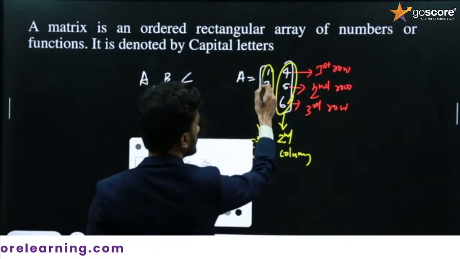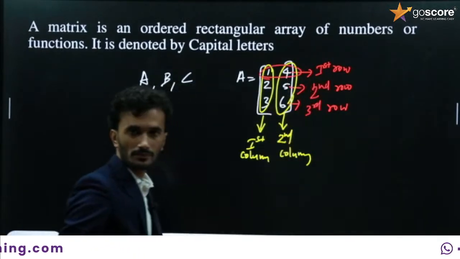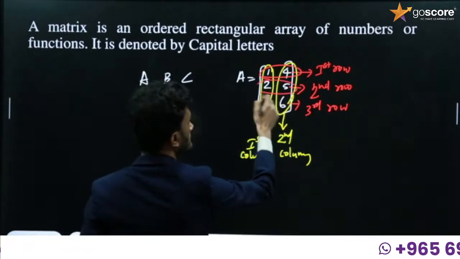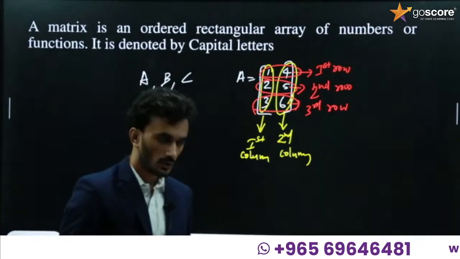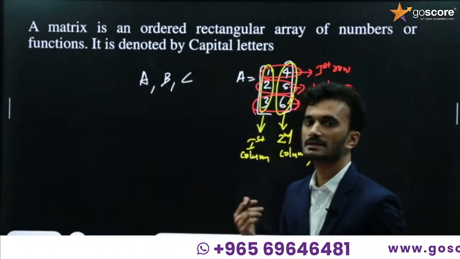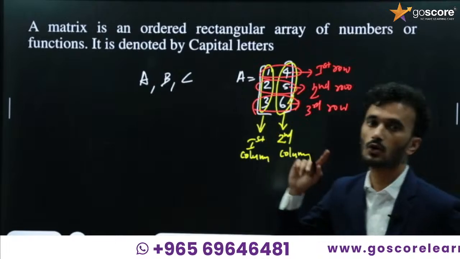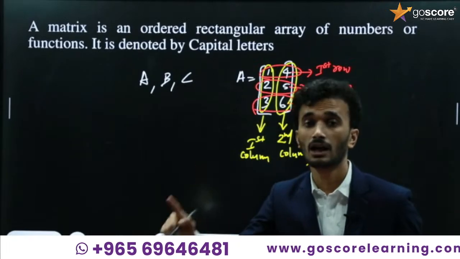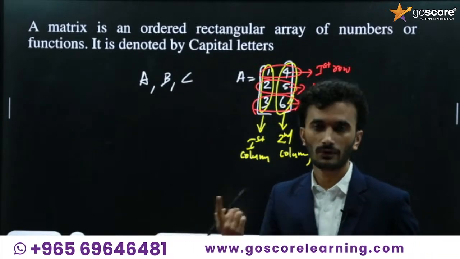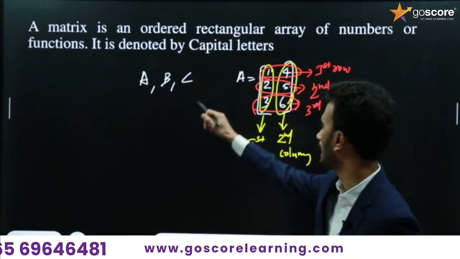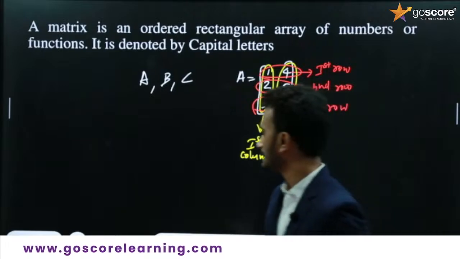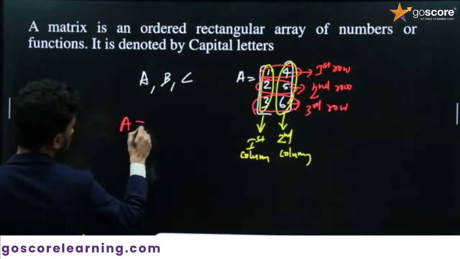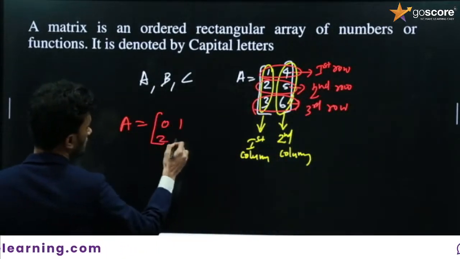Then for rows, 1, 4 is the first row, then 2, 5 is the second row, then 3, 6 is the third row. So a matrix is an ordered rectangular array of numbers or functions. It is denoted by capital letters.